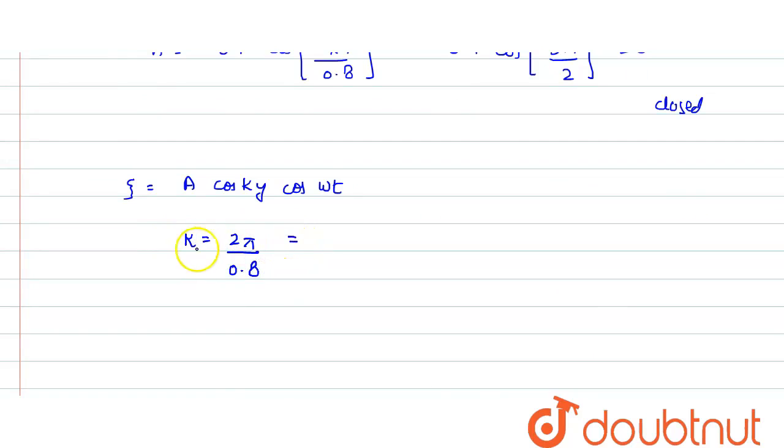And what is the formula for k? It is 2 pi over lambda. So from this expression we can say that lambda is given as 0.8. This is the value of lambda. Now what is the L value? L is given as 1 meter.